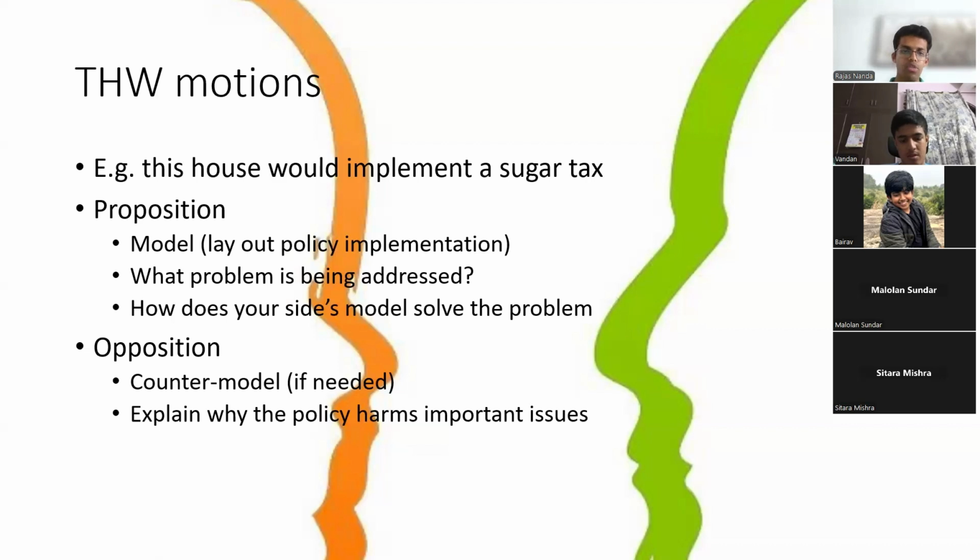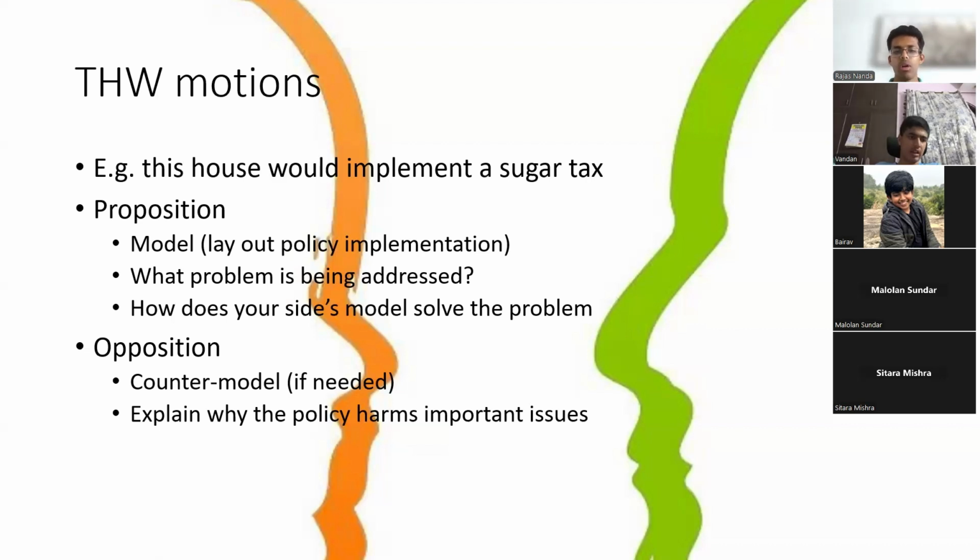And then the opposition kind of does the opposite. It explains why does the solution not solve the problem? Why does it cause even more and greater harms? So maybe the opposition's going to show that, oh, it doesn't actually work. Obesity won't decrease, right? Things along those lines.